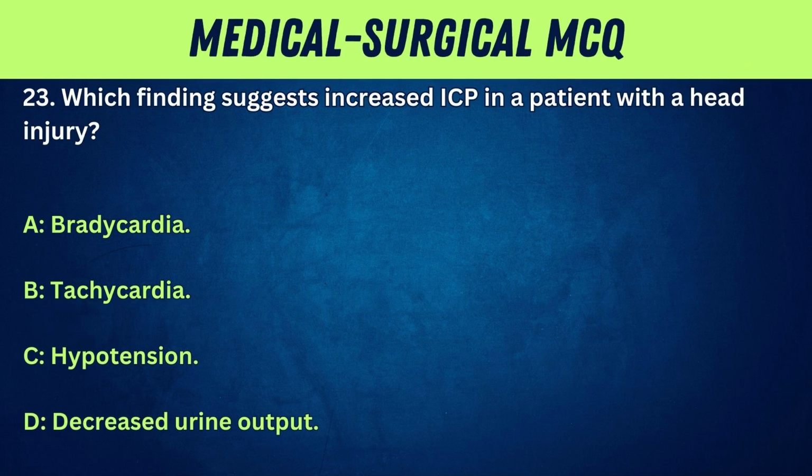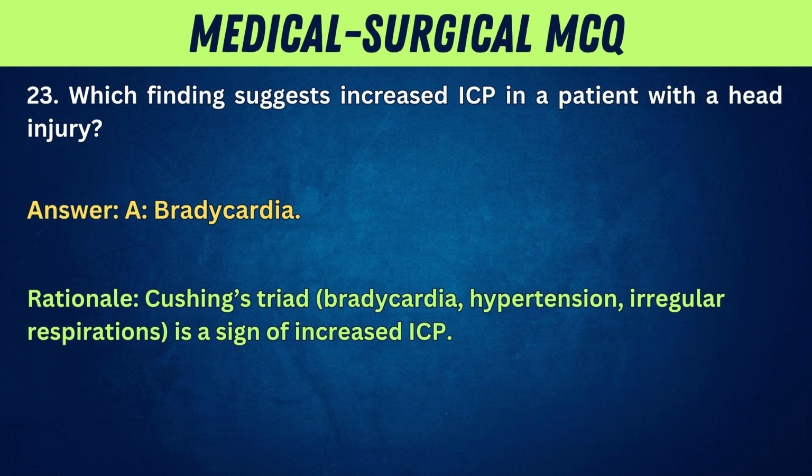23. Which finding suggests increased ICP in a patient with a head injury? A. Bradycardia. B. Tachycardia. C. Hypotension. D. Decreased urine output. Answer: A. Bradycardia. Rationale: Cushing's triad, bradycardia, hypertension, and irregular respirations, is a sign of increased ICP.